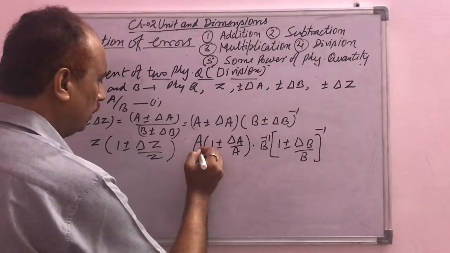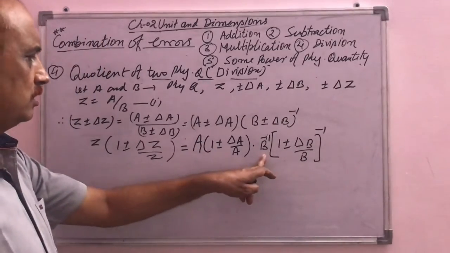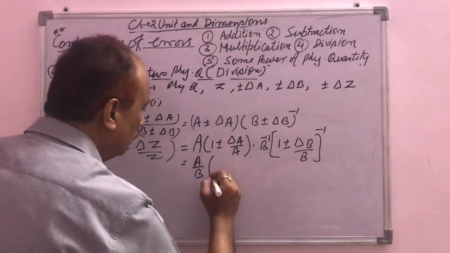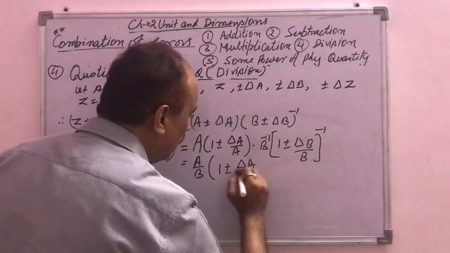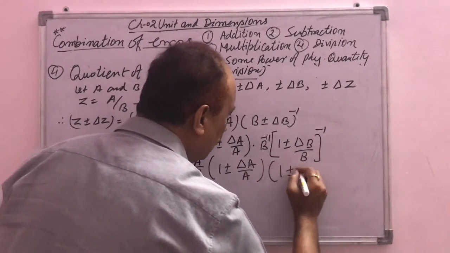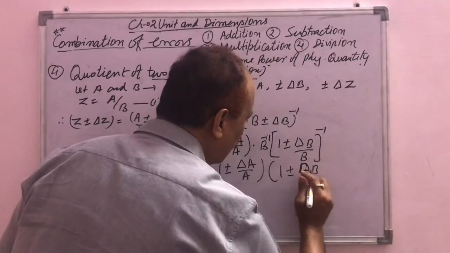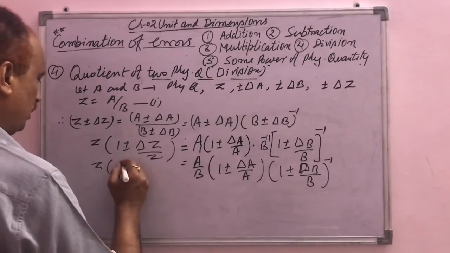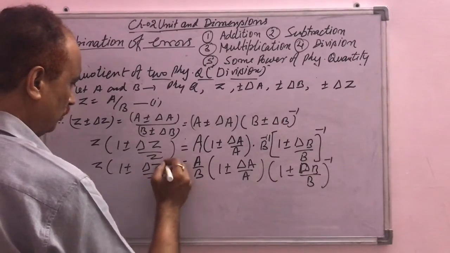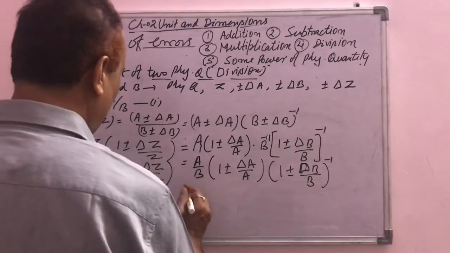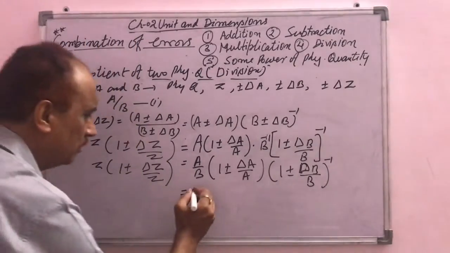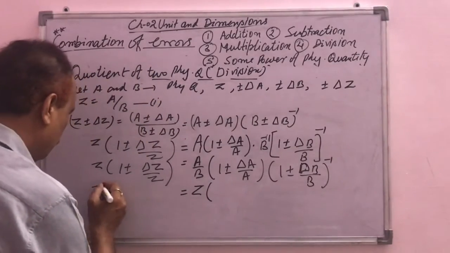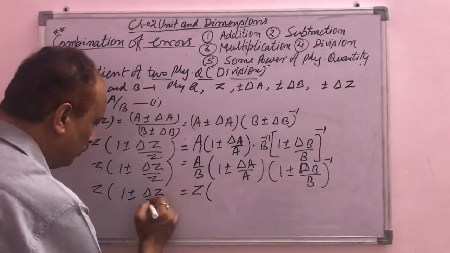So in this equation, B to the power minus 1 can be written like this: A upon B. The first bracket is the same, 1 plus delta A upon A, and the second bracket is the same, 1 plus delta B upon B to the power minus 1, that is equal to Z times 1 plus delta Z upon Z. This A upon B is replaced by Z, because from equation number 1 it is equal to Z. So Z equals Z times 1 plus delta Z upon Z.